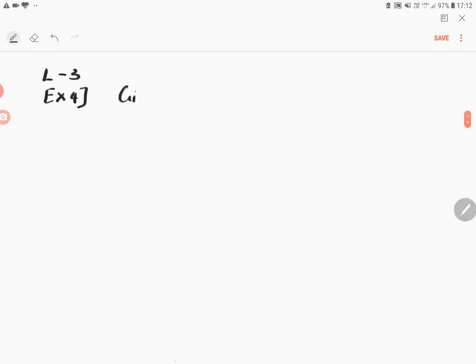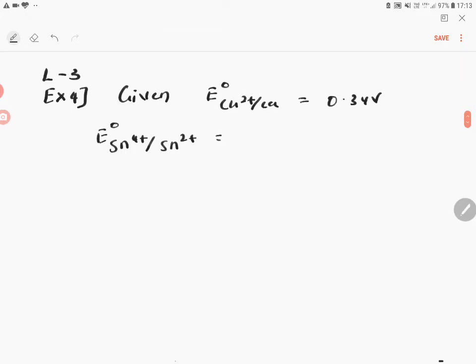What is given? E0 of Cu2+/Cu, the SRP value, standard reduction potential, is 0.34 volt, a positive value. Next, E0 of Sn4+/Sn2+ is also given, that is 0.15 volt, and the redox reaction is also given.